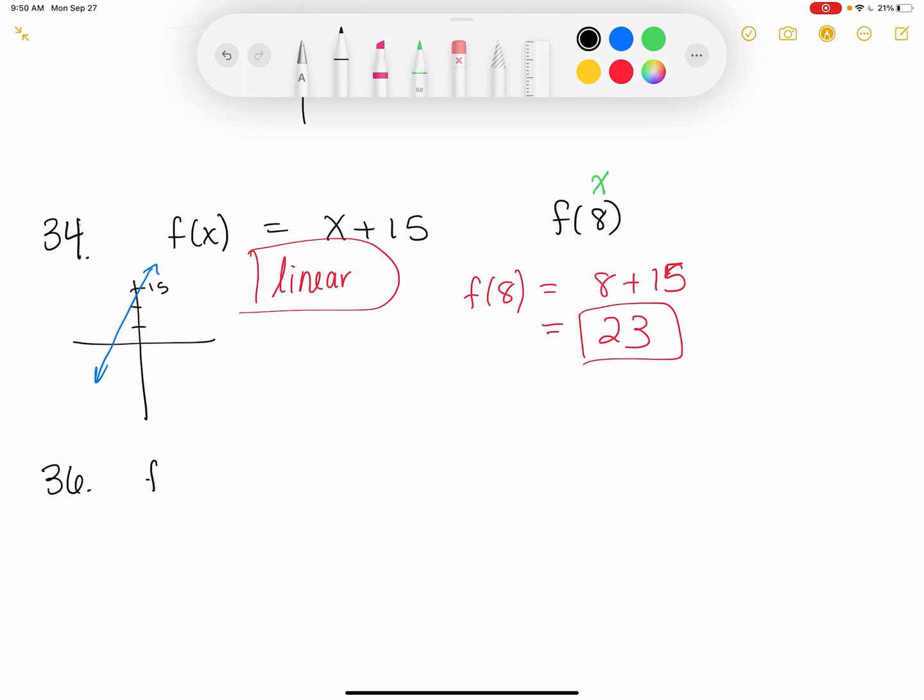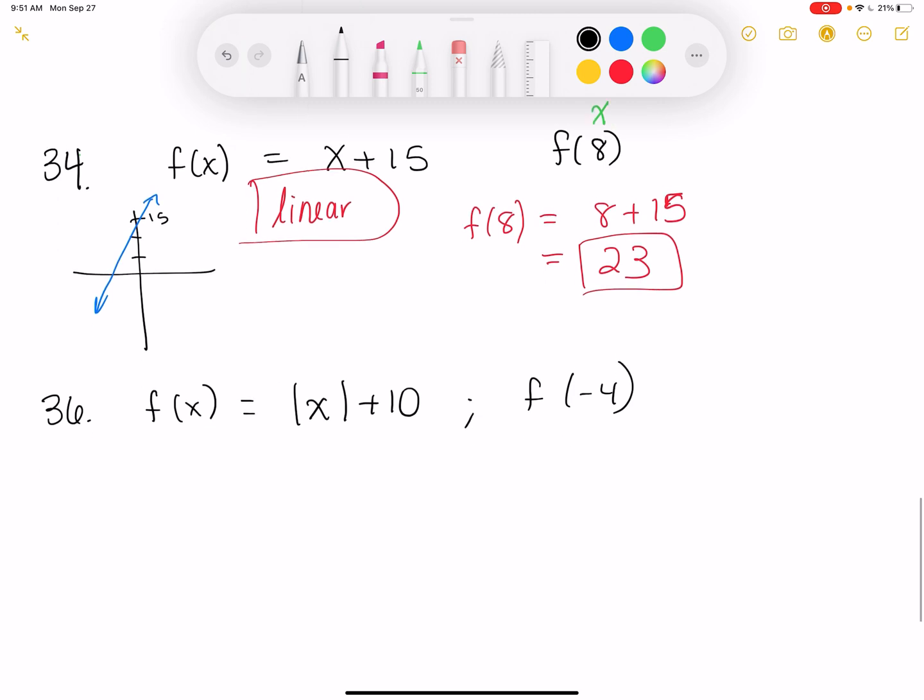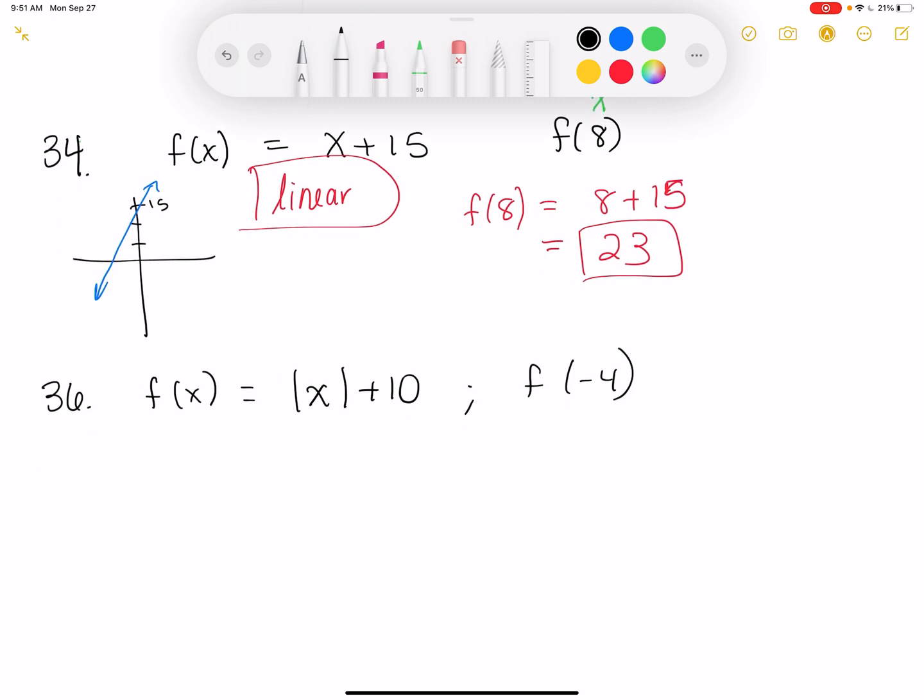All right. F of x is equal to the absolute value of x plus 10. F of negative 4 is the value that we're solving for. Is this linear? No. Do y'all know what a graph of an absolute value looks like? It doesn't look like a line.